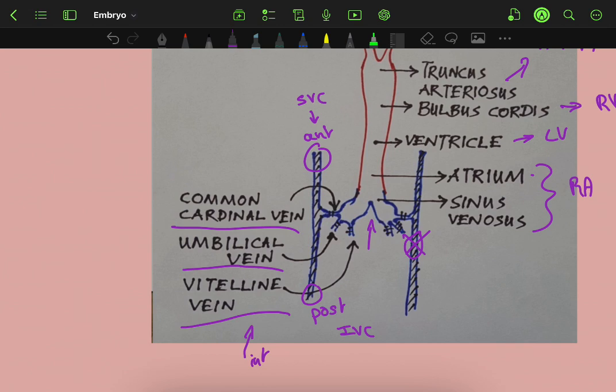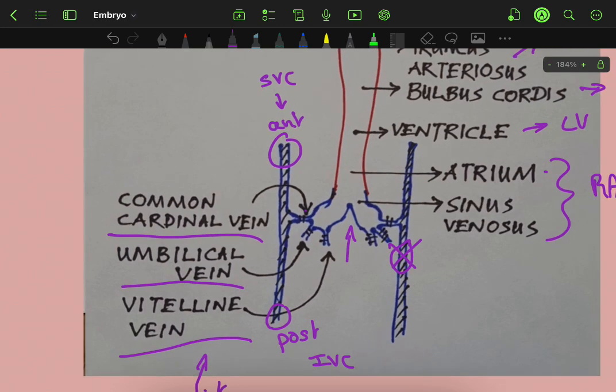Okay. Then we have two parts here called the right horn and the left horn. We know that for the right atrium, the superior vena cava and the inferior vena cava go directly into it. So we don't really need a right horn, or we don't really have it in our bodies as adults. That's why it will disappear also. But the left horn will give us the coronary sinus.